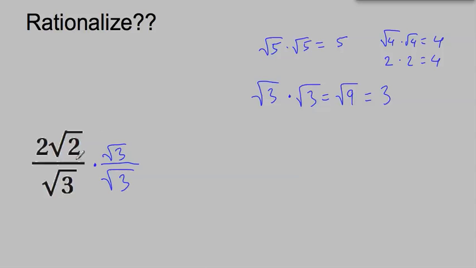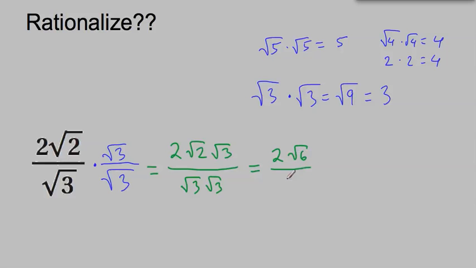When I do that, I multiply fractions, top times top, bottom times bottom, right? So on top I get 2 root 2 times root 3, and on the bottom I get root 3 times root 3. Now the product property of radicals, I can combine these two together and I get 2 root 6. And on the bottom, root 3 times root 3 is just 3. So my rationalized form is 2 root 6 over 3. No more radicals in the denominator.